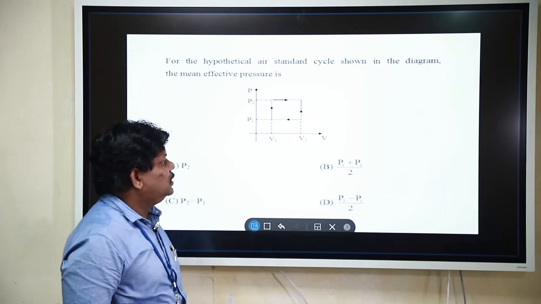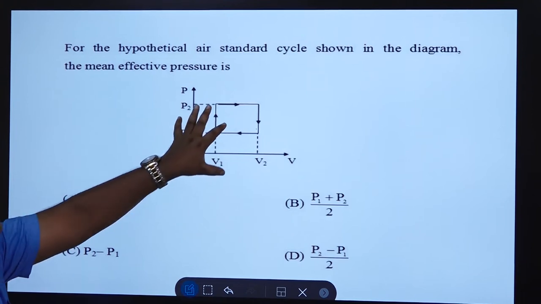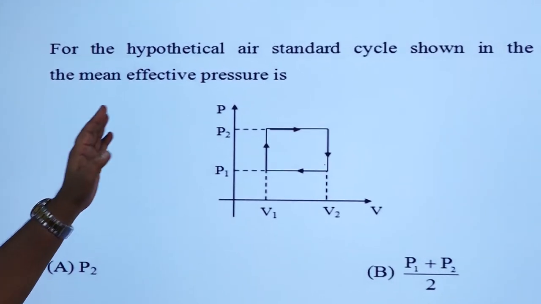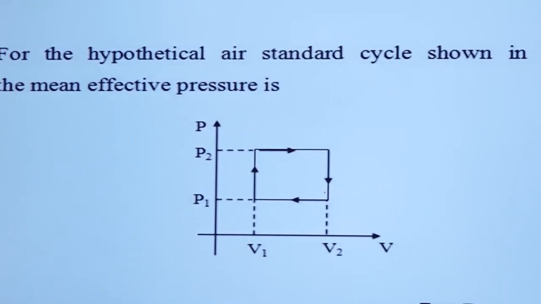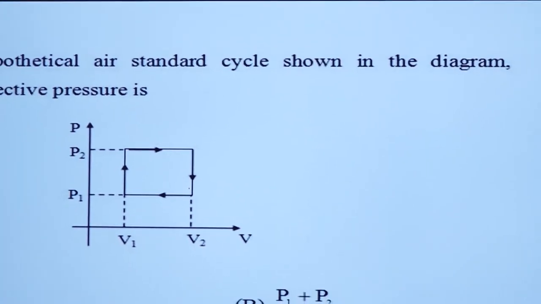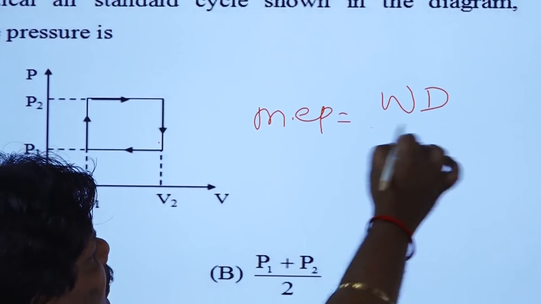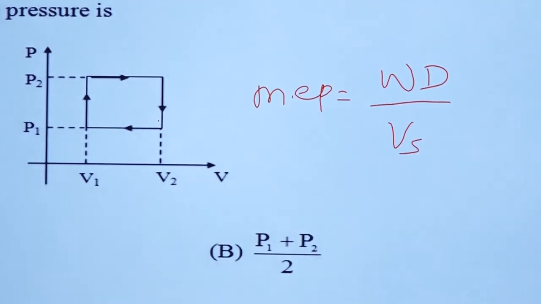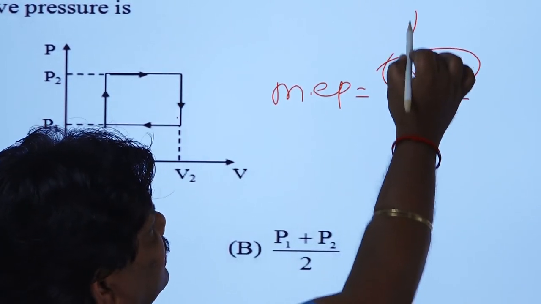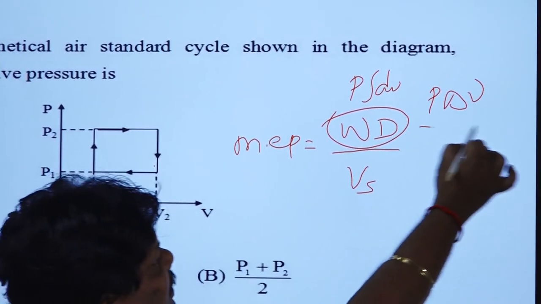Now we can move on to some problems related to the Otto cycle. You can see this diagram, which represents an air standard cycle. It is shown here for the hypothetical air standard cycle. And the question is, what is the mean effective pressure? We know the formula for mean effective pressure: it is work done divided by the stroke volume. Looking at this diagram, what is the work done? We know the formula for work done: it is P integral dV, or otherwise P delta V.